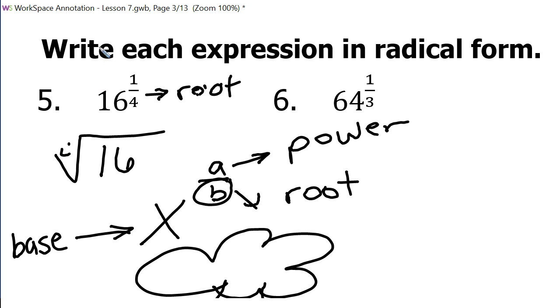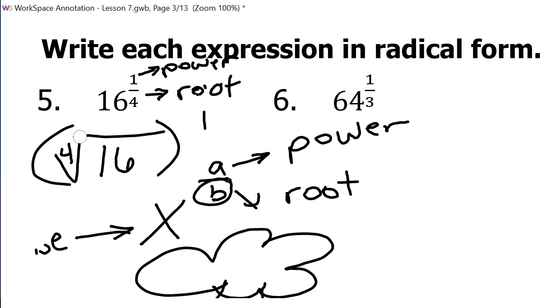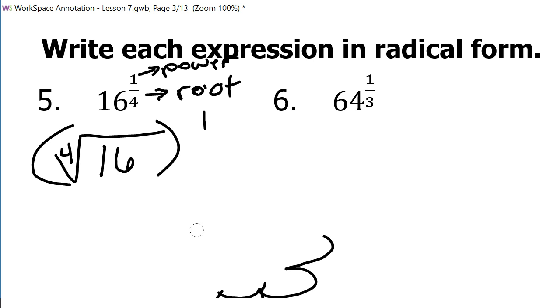Now the top number is the power. So this radical needs to be raised to the 1st power. So when you rewrite a rational exponent in radical form, I should see all 3 numbers from the problem inside your answer. So there's my 16, there's the 4, there's the 1. So that's one way you can write it.